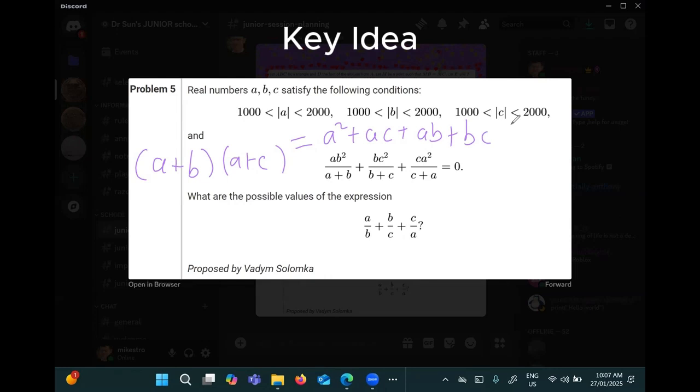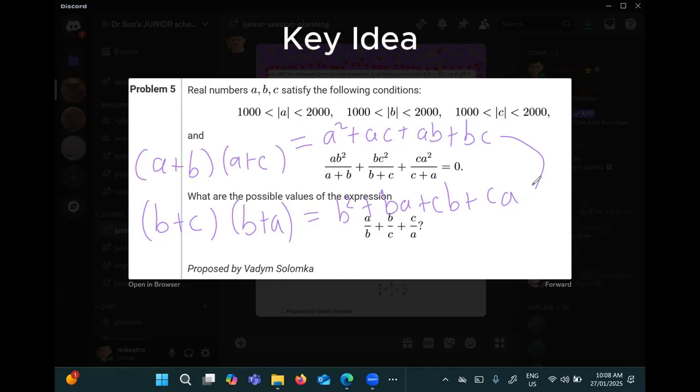Now what happens if instead of doing a, I put b plus c and b plus a here? What do I get? Yeah, b squared plus ba plus cb plus ca, yeah? Okay, so then my question is, what is the difference between these two expressions? The other parts are the same, right?